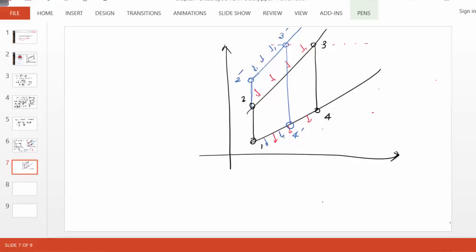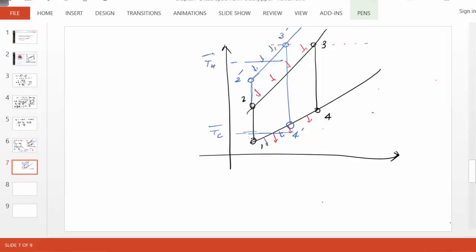So now let's compare the efficiency. In case of the blue cycle, we can say the average temperature is somewhere here. This is our TH bar, and somewhere between 1 and 4 prime, this will be our TC bar. Okay, let me draw it on this side so it can be clearer.